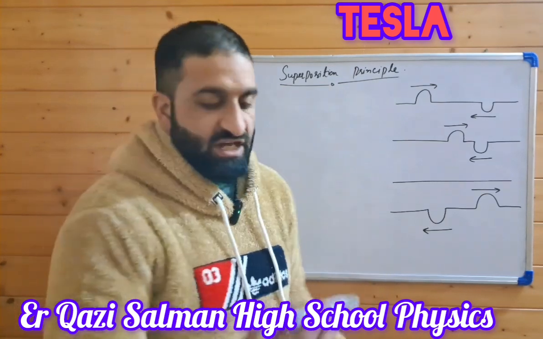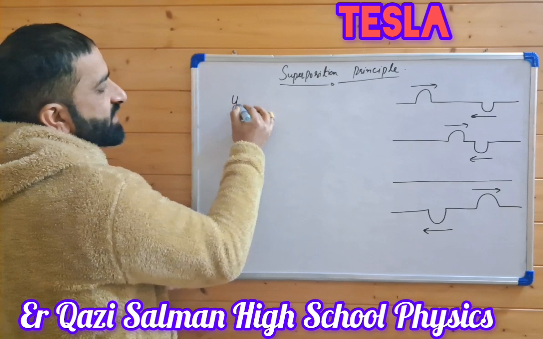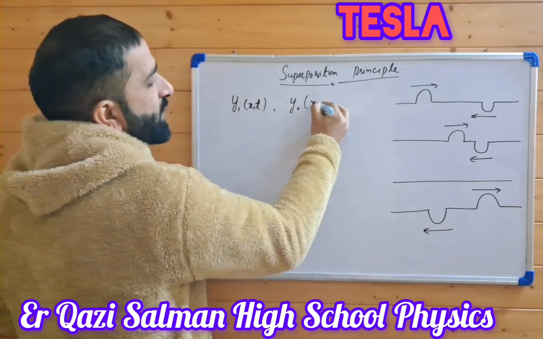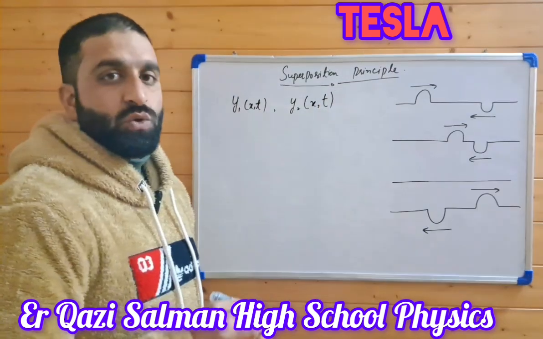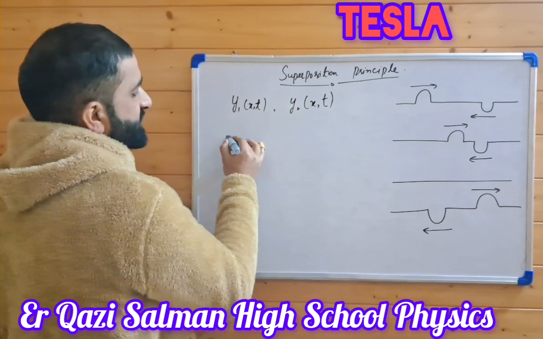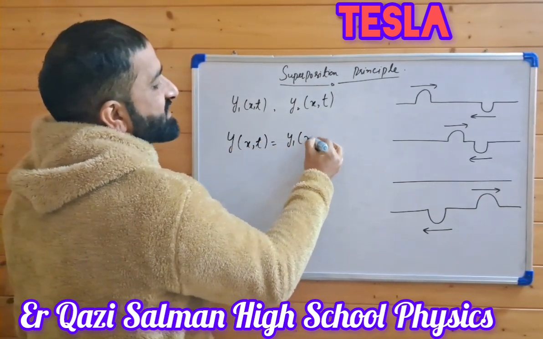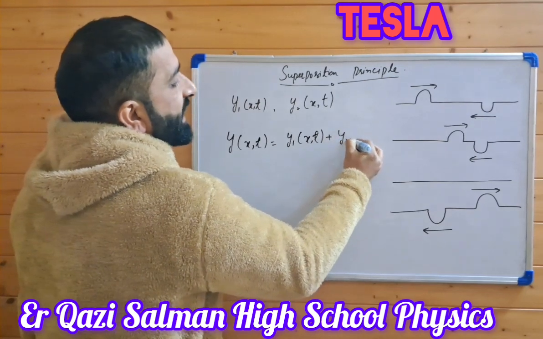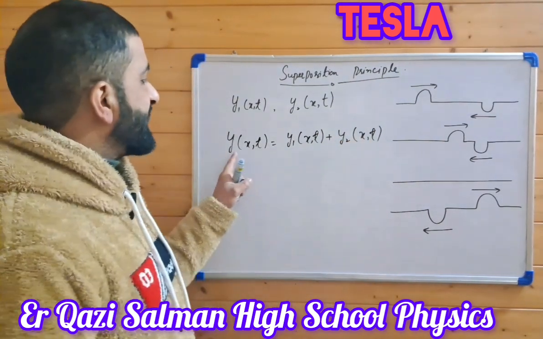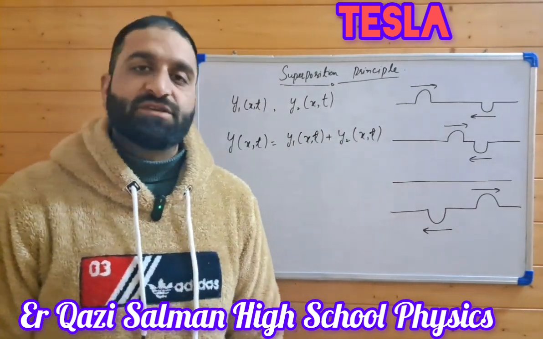We can see that if we have waves, one wave having displacement of y1(x, t), another wave having displacement of y2(x, t). So when these two waves superpose, the resultant wave's displacement will be equal to y(x, t). That will be equal to the algebraic sum of the displacements of the individual waves. That means y(x, t) is equal to y1(x, t) plus y2(x, t).